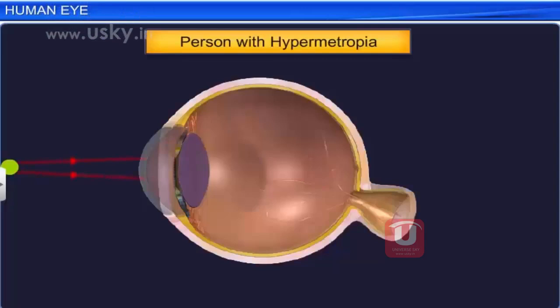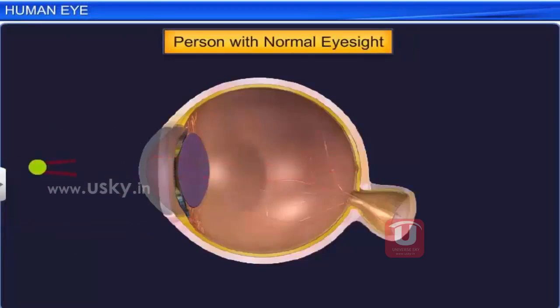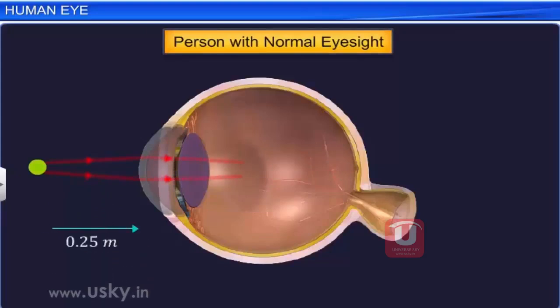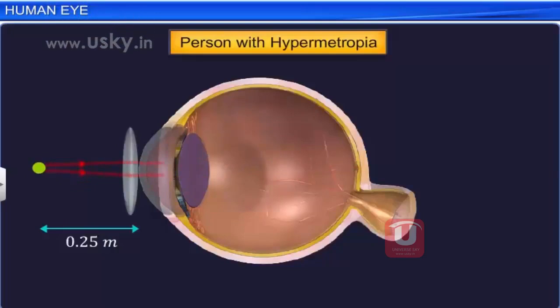Given that the near point of the person is 2 meters, but for a normal person the near point is 0.25 meters. In case of the person suffering from hypermetropia, an object placed at 0.25 meters is focused behind the retina. If a corrective lens is used, it must form the image at a distance of 2 meters. This image will act as an object for the eye lens.